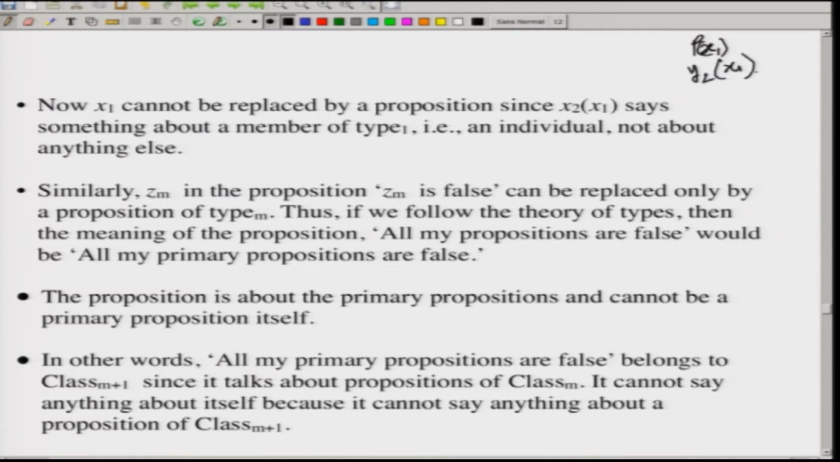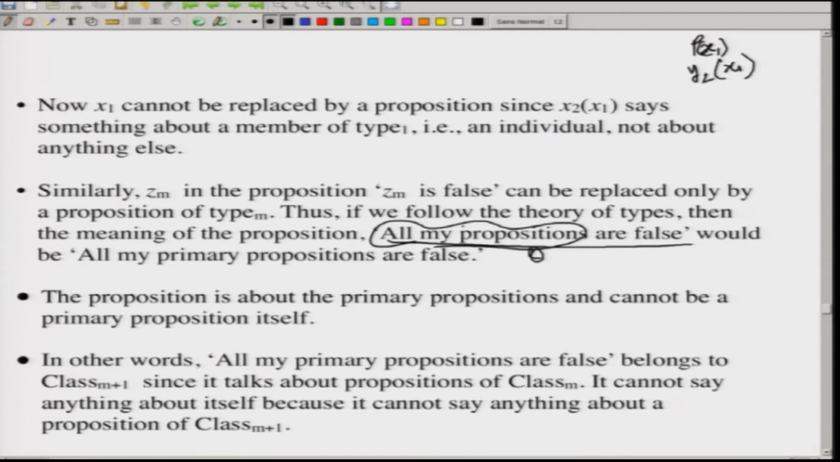Thus, if we follow the theory of types, then the meaning of the proposition 'all my propositions are false' would be 'all my primary propositions are false'. That is, this proposition itself cannot be one of my propositions. It and the other propositions cannot belong to the same level, because this proposition is talking about other propositions. So, how do I translate this? When I translate in my interpretation, I make sure that this proposition will not come under all my propositions, because it is not a primary proposition, it is about propositions.